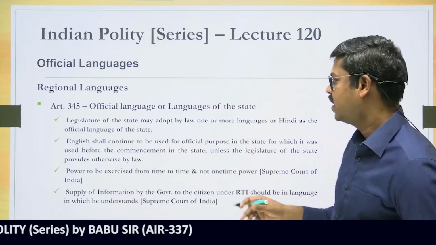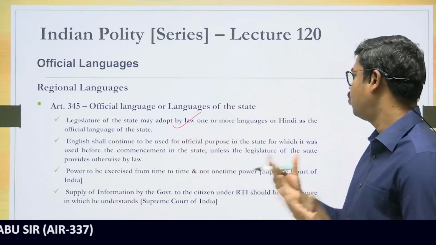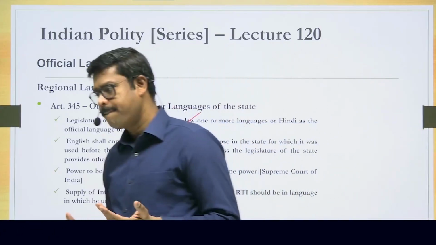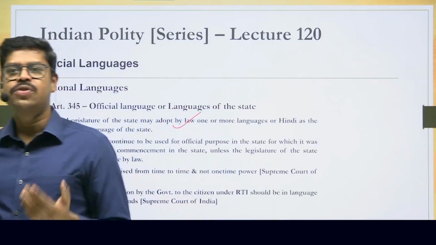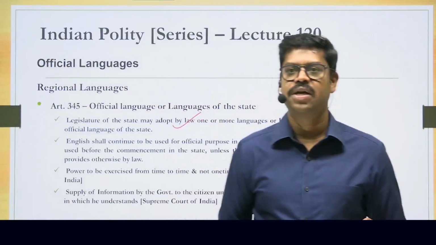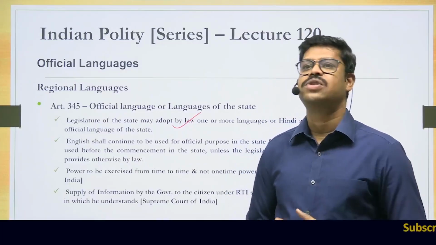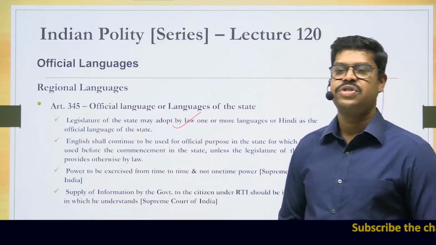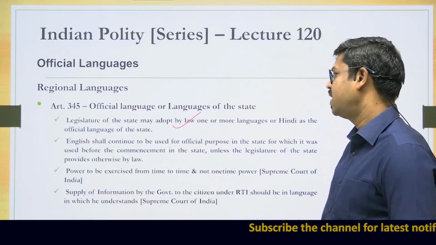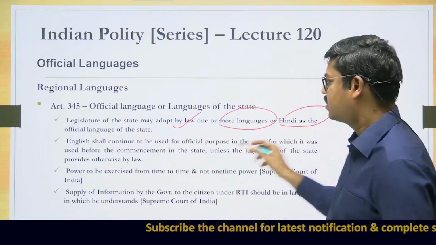So what it is saying, the legislature of the state may by a law adopt one or more languages or Hindi as the official languages of the state. So when it comes to the state, who is the authority to decide what is the official language of a particular state? It is for the state legislature to decide what shall be the official languages of that particular state. So the legislature of a state may adopt by law one or more languages or Hindi as the official language of the state.